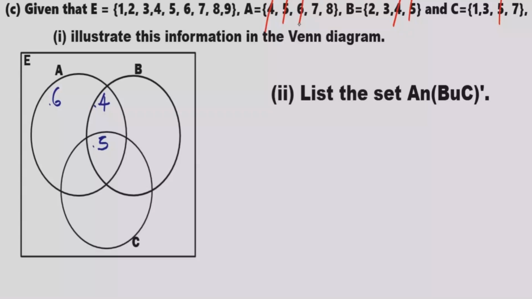We come to number 7. Is 7 found in set B? No. In set C? Yes. So 7 is found in set A and set C. That means it's going to be under the intersection of A and C. So 7 is going to be here, and we cancel 7.